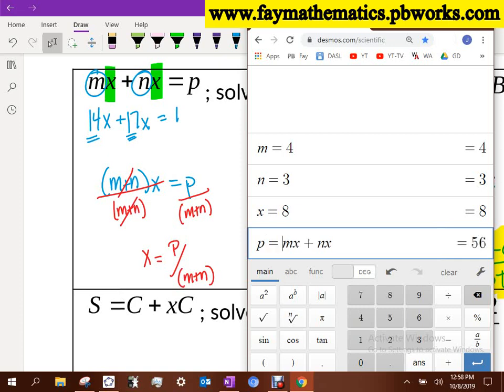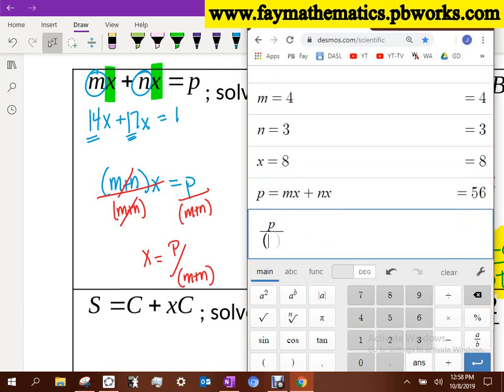When you define variables in Desmos, it needs the variable first, then the equal sign, and then what you're going to define it as. So I get that. So it should be 56, right? Now the idea is I should be able to take p divided by m plus n, and it should give me back x. That's what we solved for, right? Does it give me back the x that we chose? Yep. Okay. And it will give me that no matter what you chose.